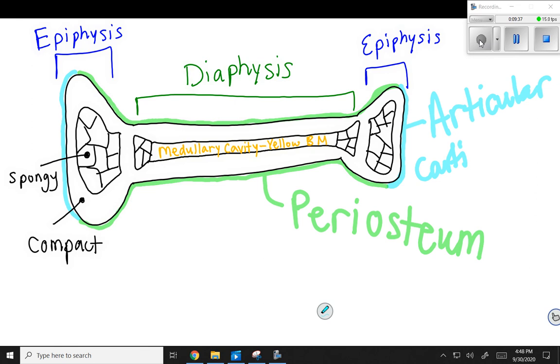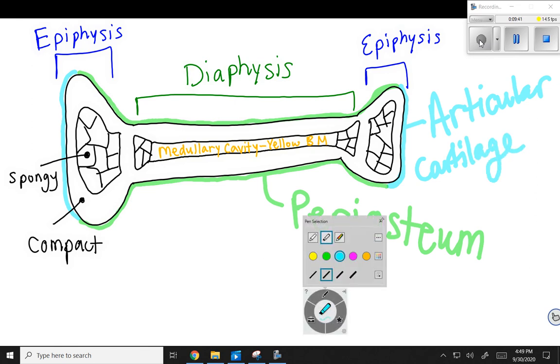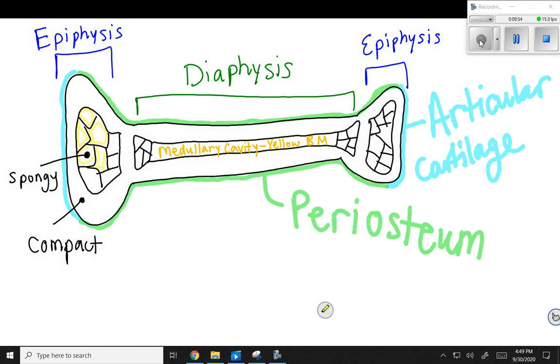And then on the inside, we have that endosteum again. And it's going to line every single little trabeculae, just like this. It's going to line this one as well.